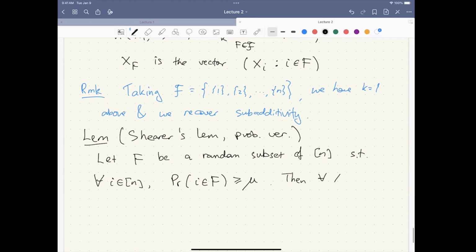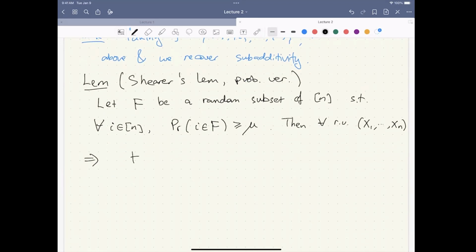Then for any random variable X1 to Xn, in the probabilistic version, it says the entropy of X1 to Xn is at most 1 over mu times the expectation over F of the entropy of the random projection of X to the random set F. Let's prove this.